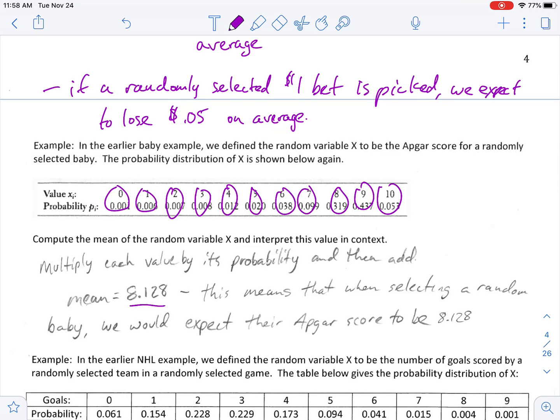There is not a single baby out of these 2 million that actually had an APGAR score of 8.128. However, what we say is, if we select a random baby from this 2 million randomly, we would expect their APGAR score to be 8.128. That's the average, on average. Okay? We know that we could not have picked a baby that was 8.128. You don't round. That is what's the expected value of all of them, the average. Okay? Not just of one.